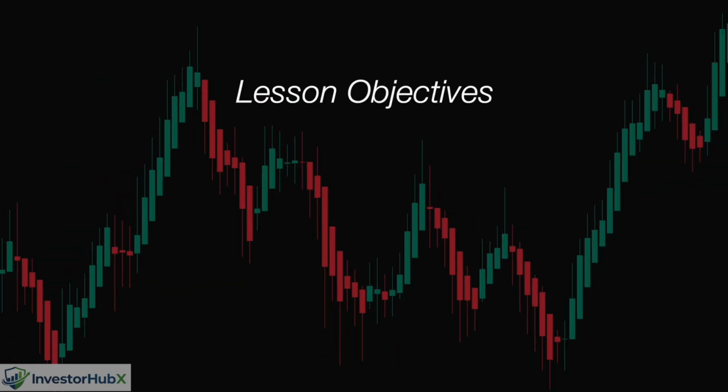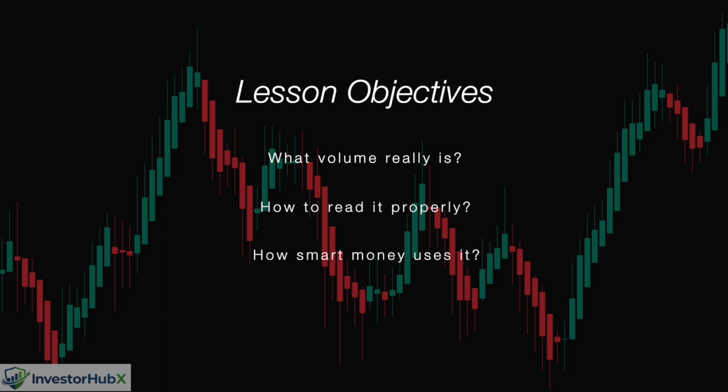In this lesson, we'll understand what volume really is, how to read it properly, and how smart money uses it. Once you understand volume, you won't just see candles. You'll see conviction, exhaustion, absorption, manipulation. Let's begin.